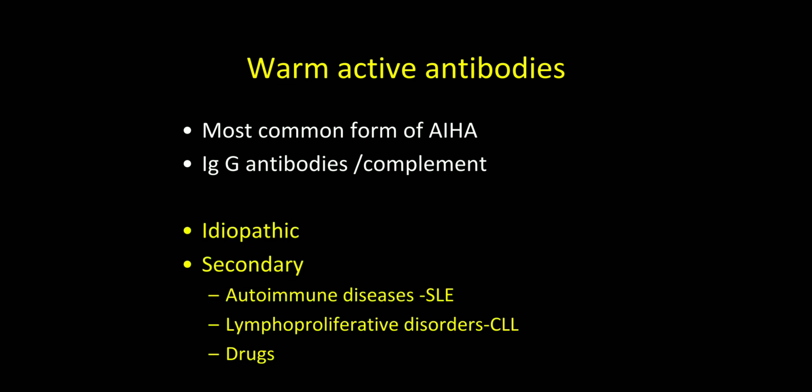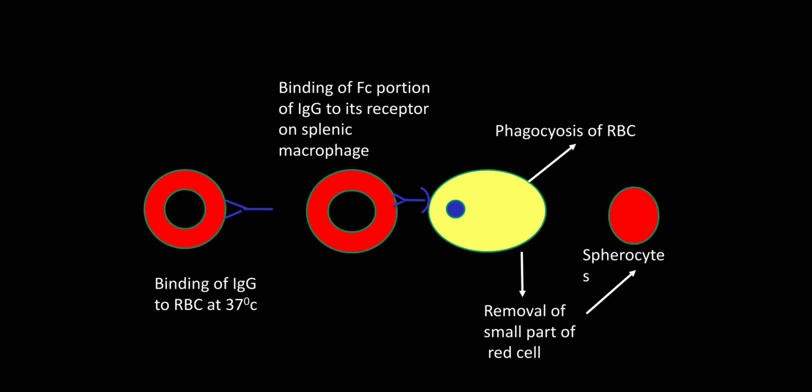So this I told you, idiopathic, secondary, all this I have already told you. Lymphoid disorders, basically CLL. CLL you have also learned in another class on WBC disorders. So CLL is another important cause. Now, what is the pathogenesis?